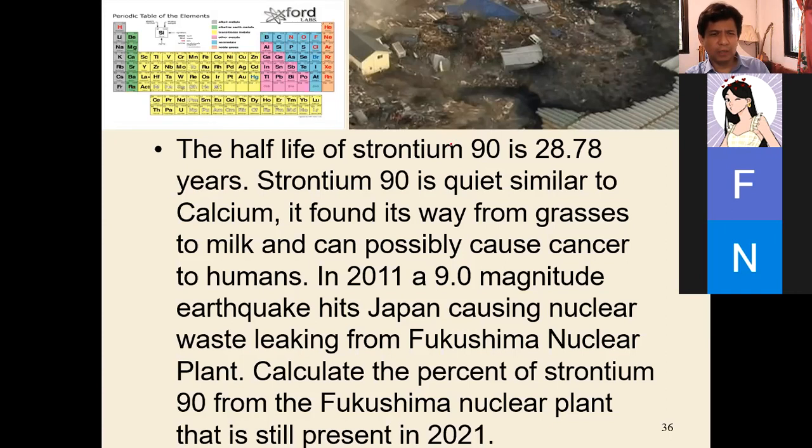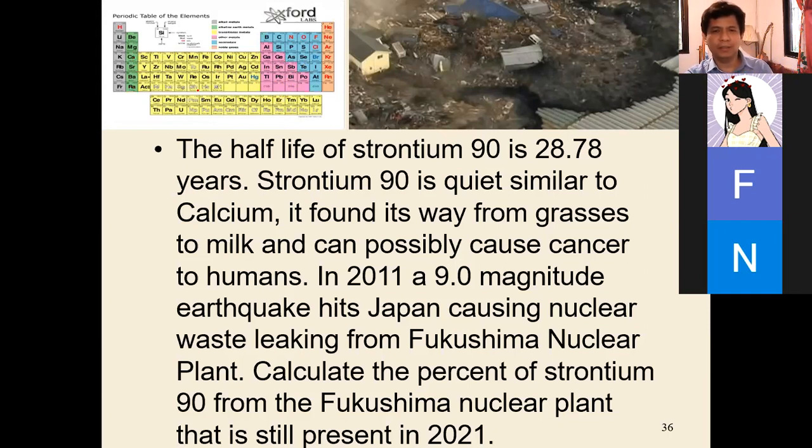If we're going to take a look at the periodic table of elements, yung strontium-90, group mate siya ng calcium. Ito di ba? Saan ba yung calcium? Group 2 sila, no? So, ito yung calcium, ito yung strontium.